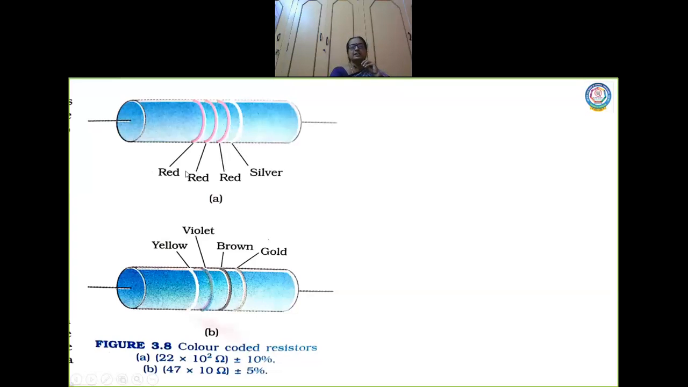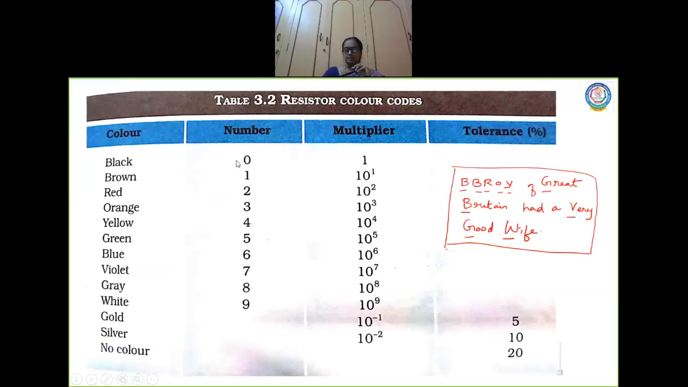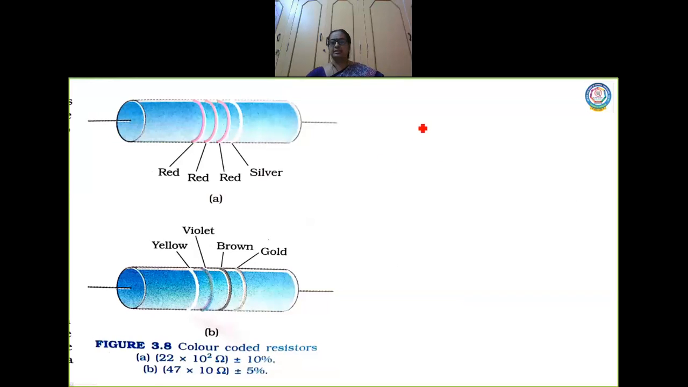So the first ring is red color, right? What is the value of red? The value of red is 2, right? So the first number I will write. Now look at the second ring. The second ring also is red in color. So for the first 2 colors, you will exactly write the number. Now the third ring is again a red color.